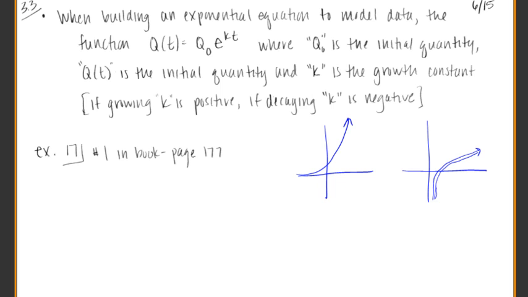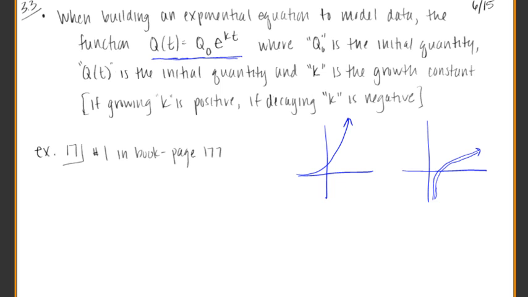When you're building an exponential equation to model data, here's your main function. This is the foundation that you build off of, kind of like when you're doing a linear equation, you build off of y equals mx plus b. If you're trying to model exponential growth, you build off of Q of t. The Q means quantity, so the quantity at time t, like after 5 years, or after 20 days, or after 5 seconds, is going to be Q naught, which is always the initial quantity present. Anytime you have a subscript that's 0, you read that as naught.